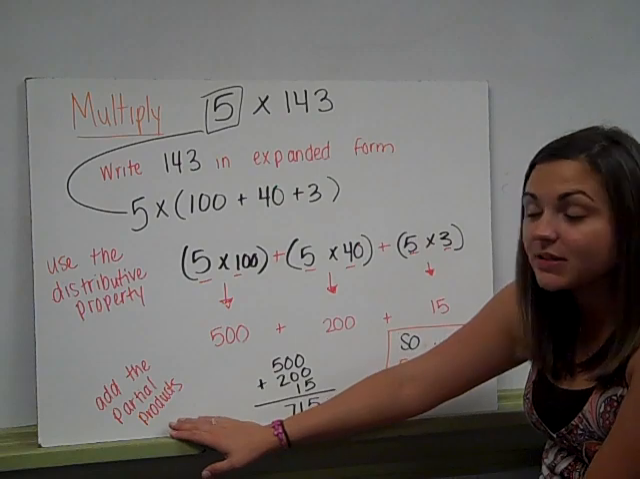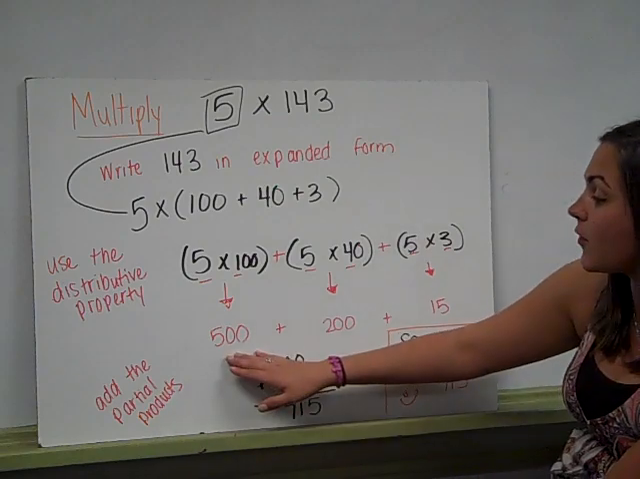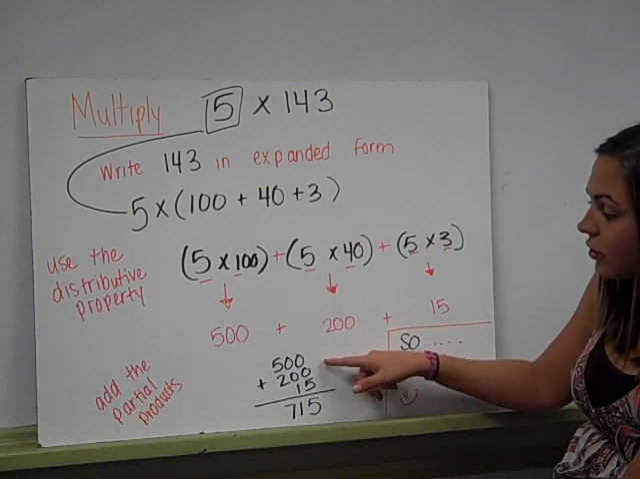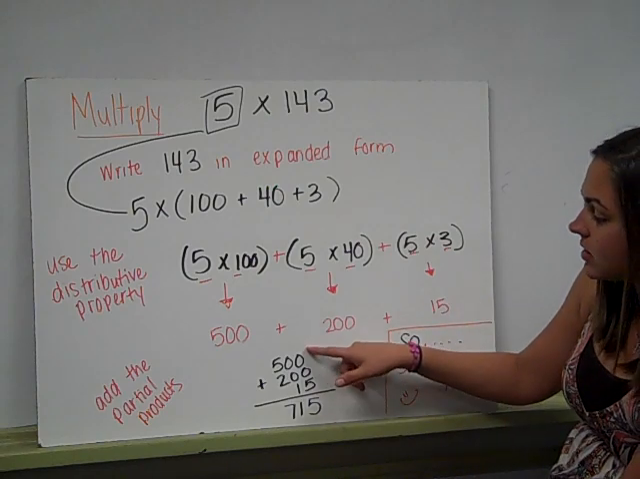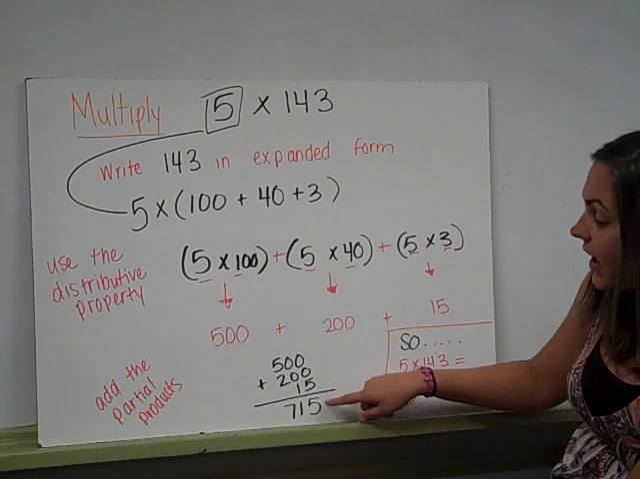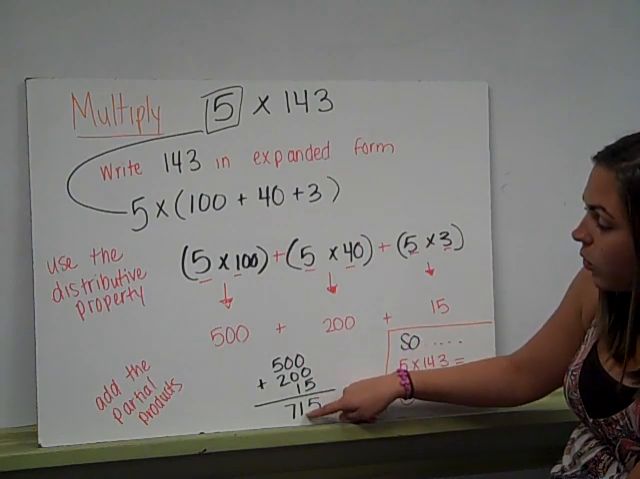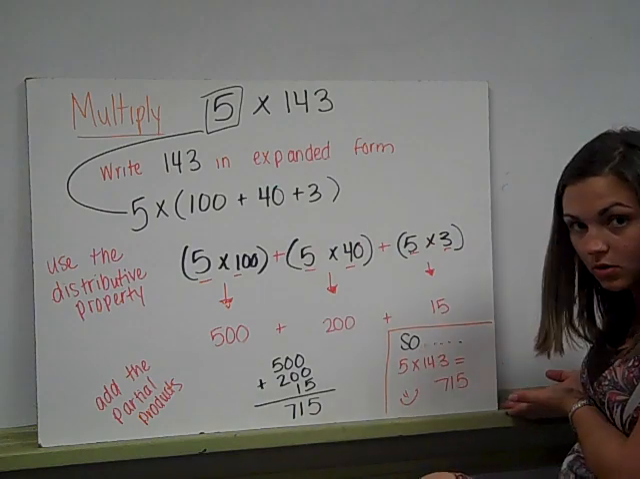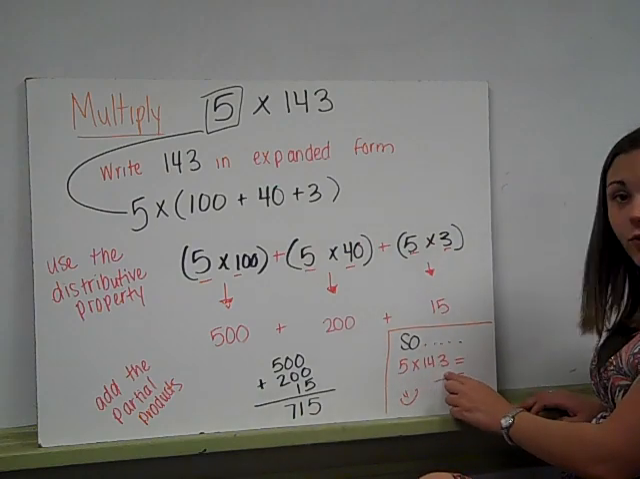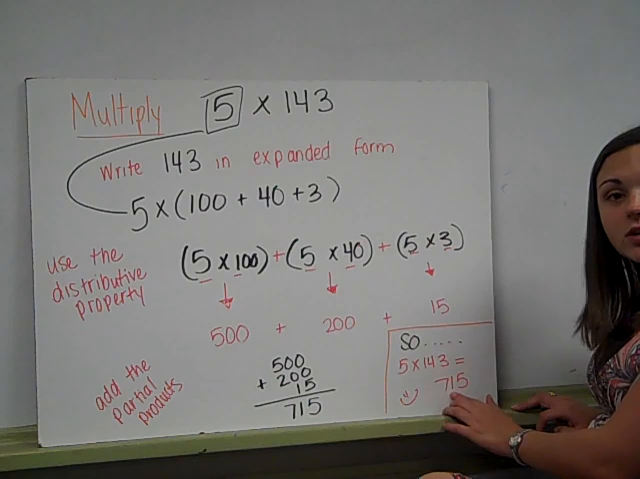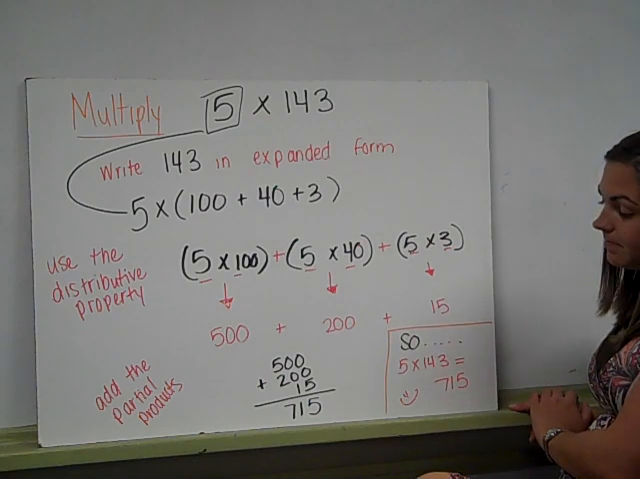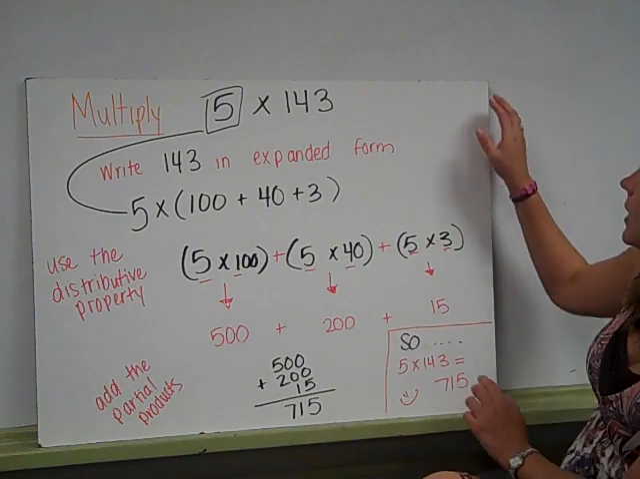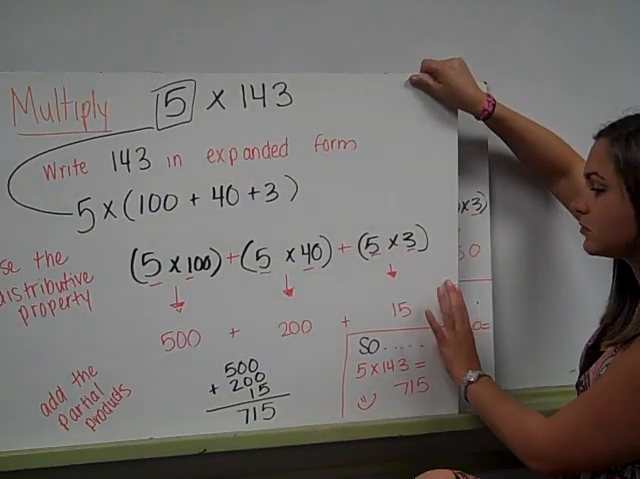Then our last step is to add up the partial products. Part of a product, part of the product, part of the product. Add all of them up. 500, 200, 15. 0 plus 5 gives me 5. 0 plus 1 gives me 1. And 5 plus 2 gives me 7. So 5 times 143 equals 715. And if you were to do that on the calculator, that is the exact answer that you would get. Okay, last one.